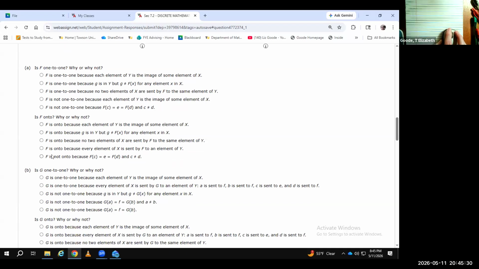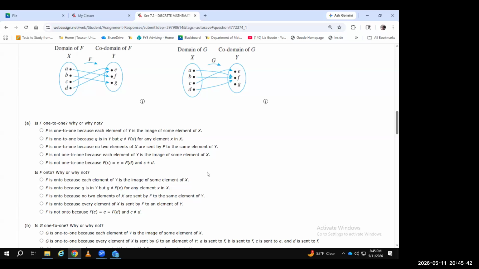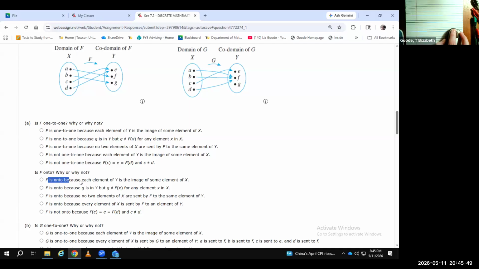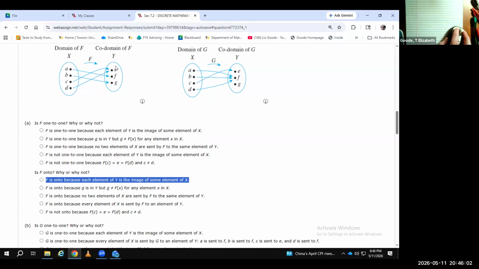Let's see which of these five statements is the correct explanation for why f is onto. Do you want to read the first one, Jessica? Yup. F is onto because each element of Y is the image of some element of X. So that's one answer.